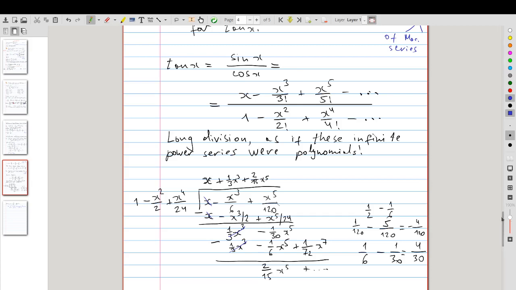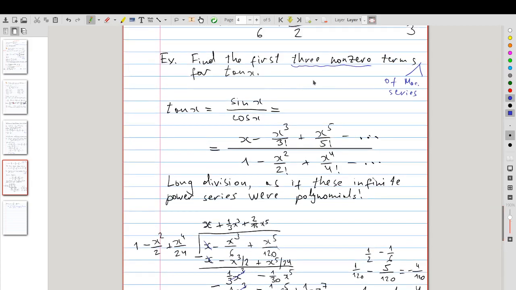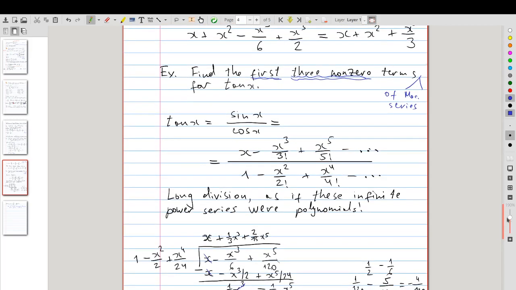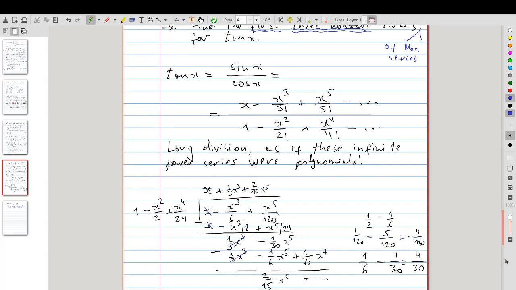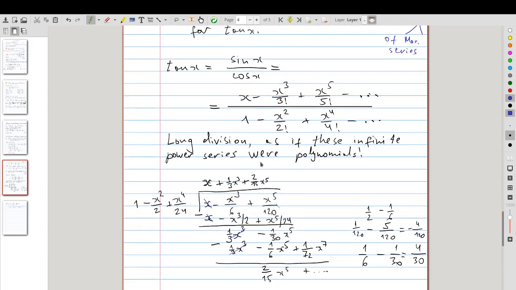So in many cases, this method will be competitive to just use the definition, especially if you only need the initial terms, right? This was the case here. We only wanted the first 3 non-zero terms of this function. And this also gives you another way of illustrating in what sense power series are very much like infinite polynomials.